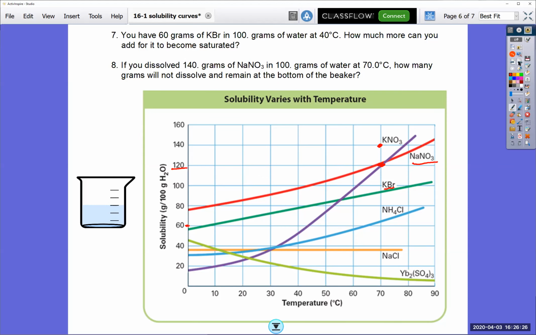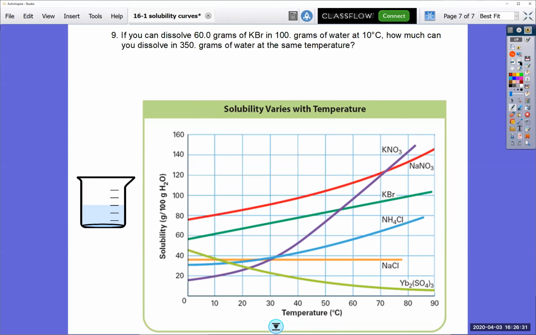All right, so last question. The last question has to do a little bit of math, and it's a ratio. It says here, if I could dissolve 60 grams of KBr in 100 grams of water, so I'm looking at KBr, I got 60 grams and 100 grams at 10 degrees Celsius. So here I'm saturated. So if I could dissolve 60 grams of KBr in 100 grams of water at 10 degrees Celsius, how much can I dissolve in 350 grams of water?